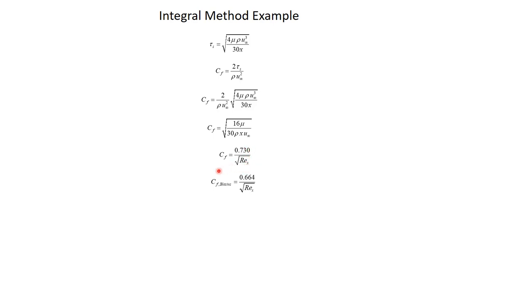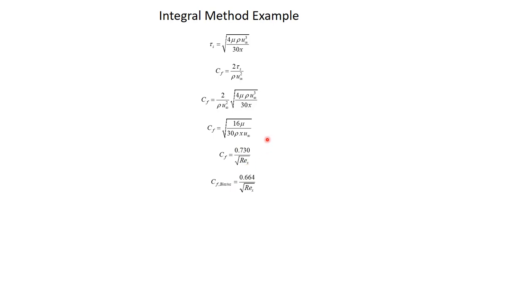The exact solution to this problem, which was derived by Blasius, is called the Blasius solution, or the self-similar solution, is 0.664 over the square root of the Reynolds number. So I think these two things are different by about 10%. I think it's about 10% if you do the math here. So we're off by 10%.